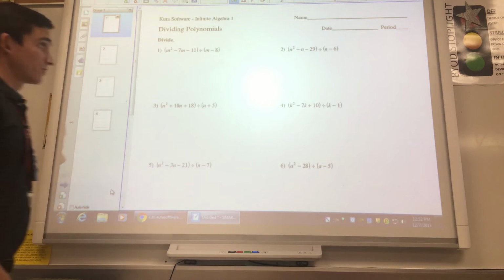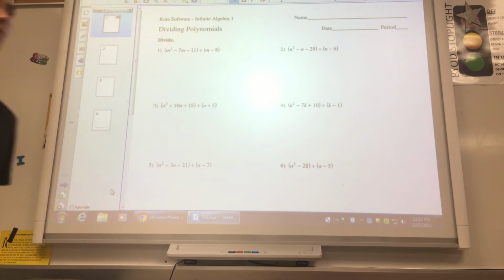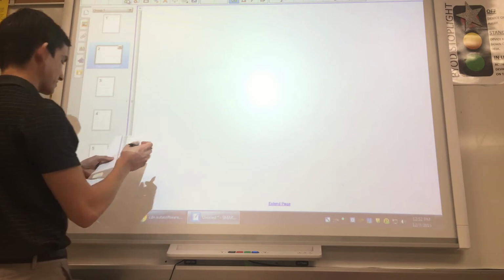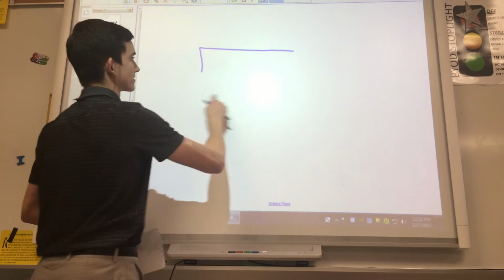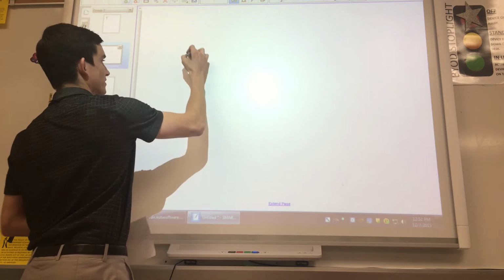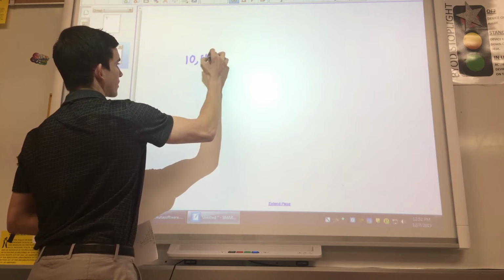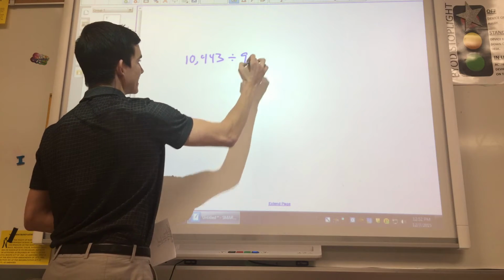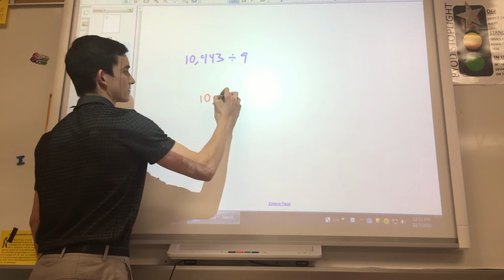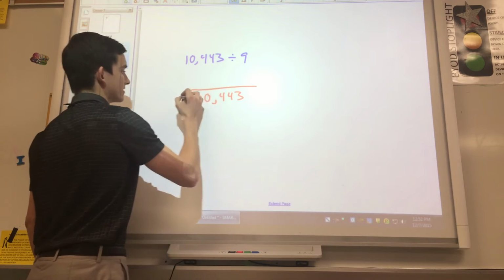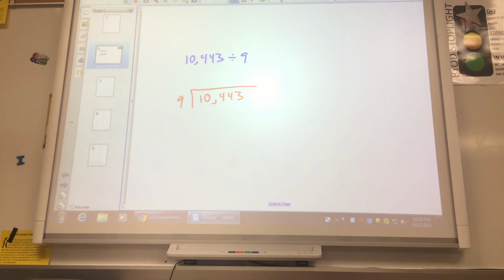All right, now what I'm going to show you is polynomial division. And the easiest way to understand polynomial division is remember back to elementary school when you did regular division. I just wrote out this problem real quick. Here's what regular division looked like. If it was written out like 10,443 divided by 9, the way they would show you how to do that is you would take 10,443 divided by 9 like that.